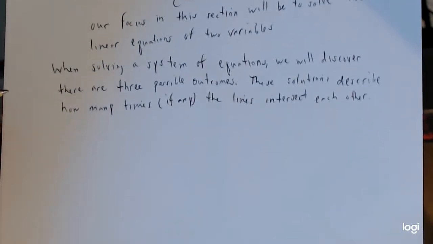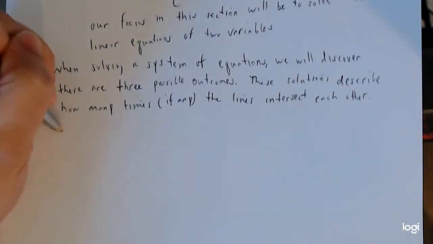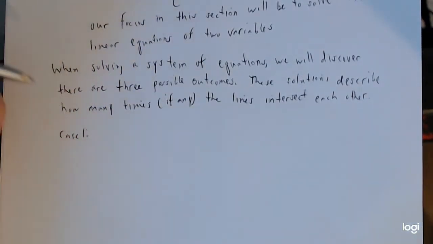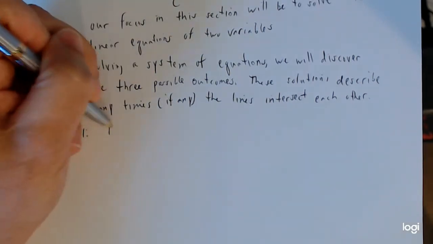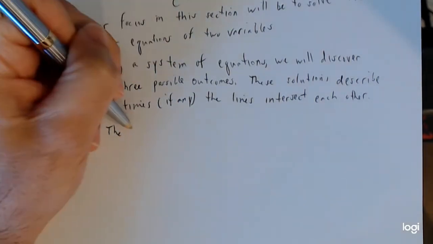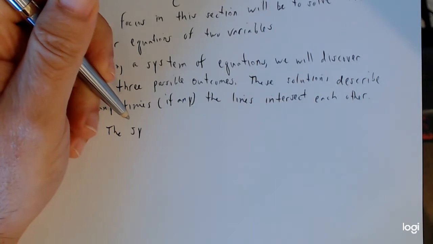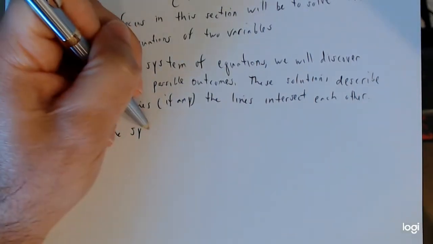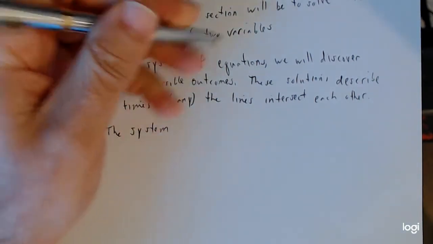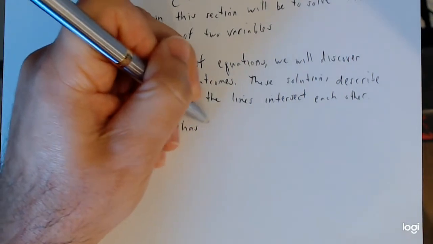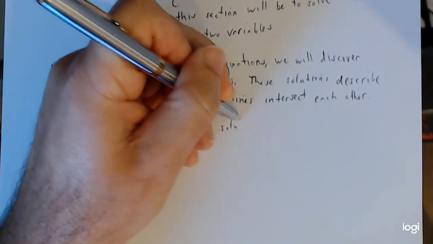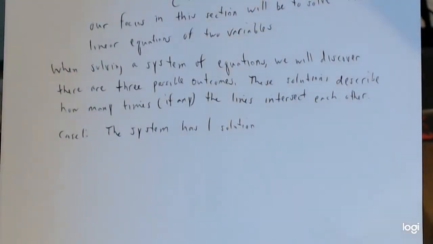So here are the three cases. Case one is if the system has one solution. So what does that mean?